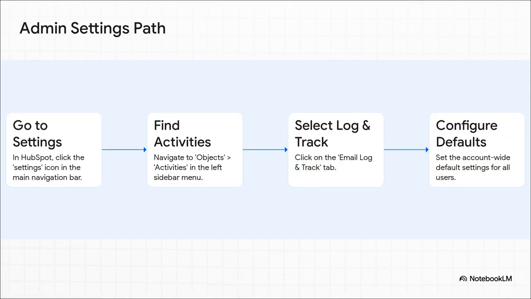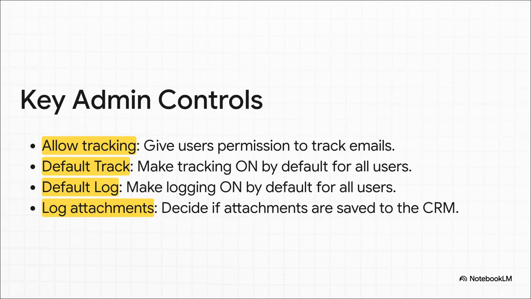So to find these powerful controls, you're going to head into your main HubSpot portal. Click that Settings gear icon, then over in the left sidebar, find Objects and click Activities. From there, you'll see the Email Log and Track tab. That's your command center. And as an admin, you have some serious control in here. You can decide if users are even allowed to track emails at all. You can force tracking and logging to be on by default for everyone. And this one is huge. You get to decide if email attachments get saved to the CRM, which has big implications for both data storage and privacy.